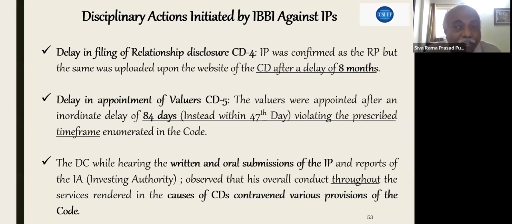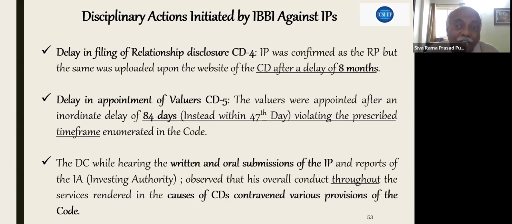Delay in filing of the relationship disclosure, CD4. The IP was confirmed as RP, but the disclosure was uploaded on the website after 8 months. Even the CIRP is 180 days only; the 90 and 60 are for exceptional circumstances, not a straight-through process.